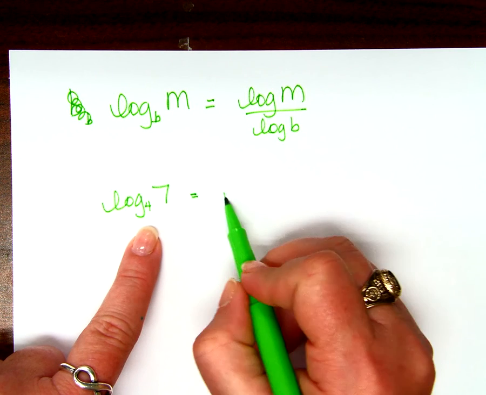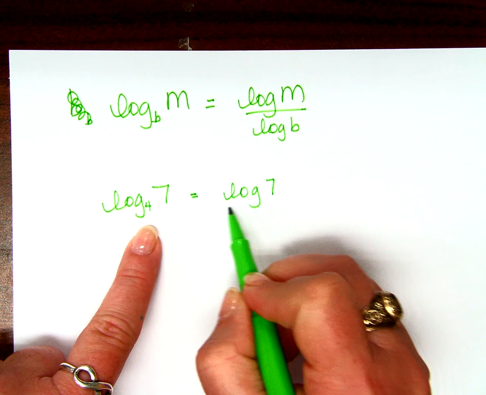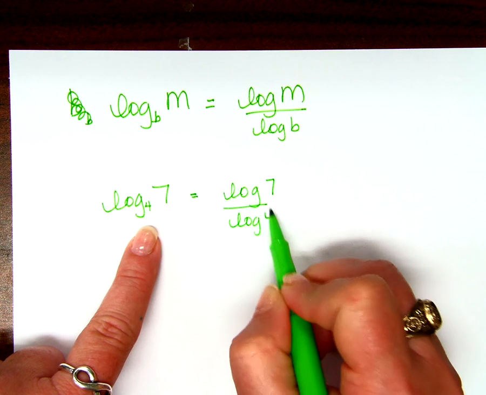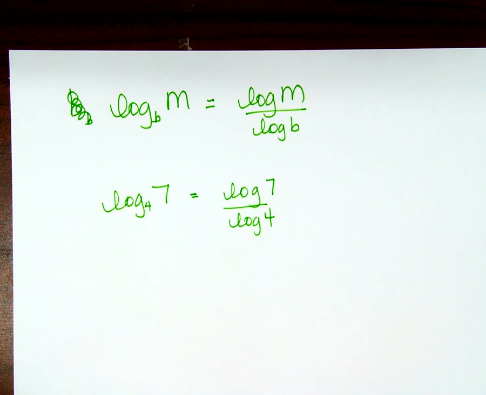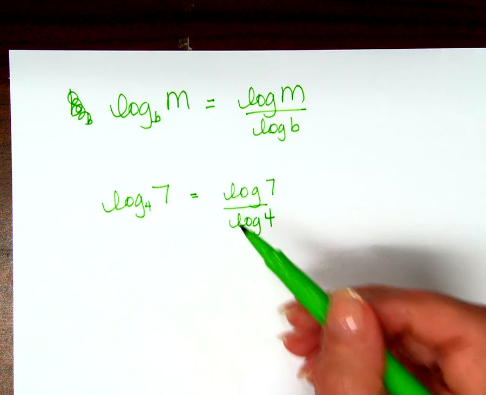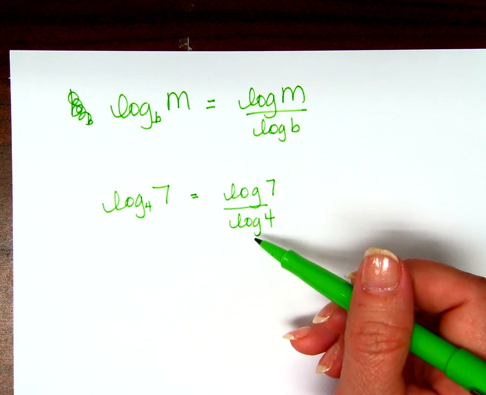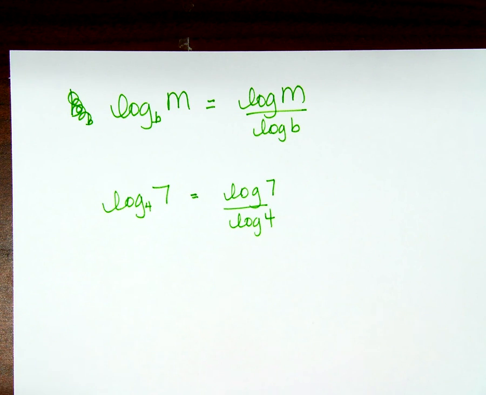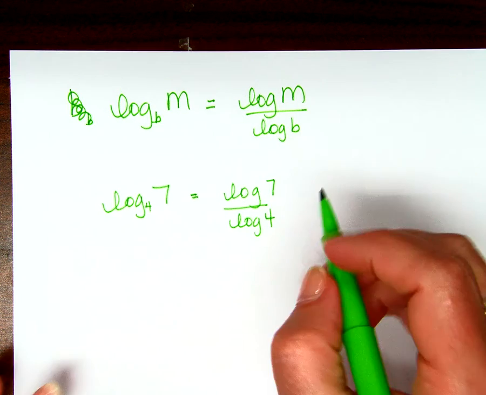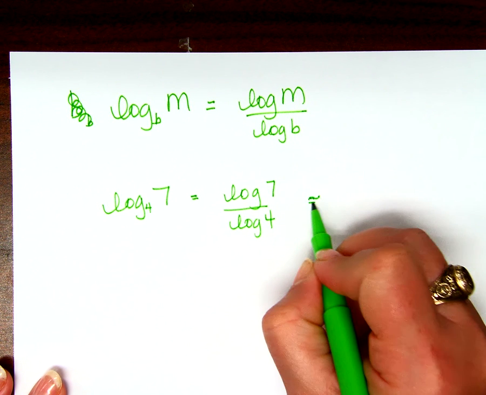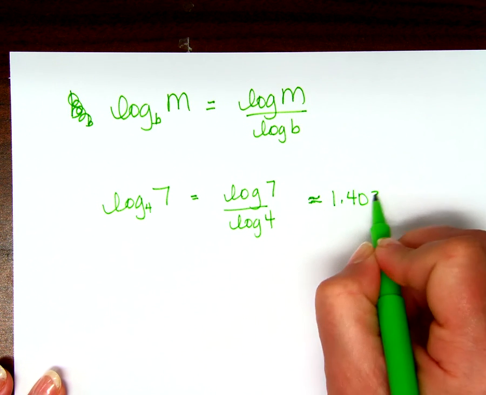Okay, so this would be log of 7 divided by log of 4. And if all it asks for is the change of base property, just put that. That's all it wants. Now, if it tells you to round to 3 decimal places, it literally wants you to put that in the calculator and hit enter. In this case, it would be approximately equal to 1.40368.